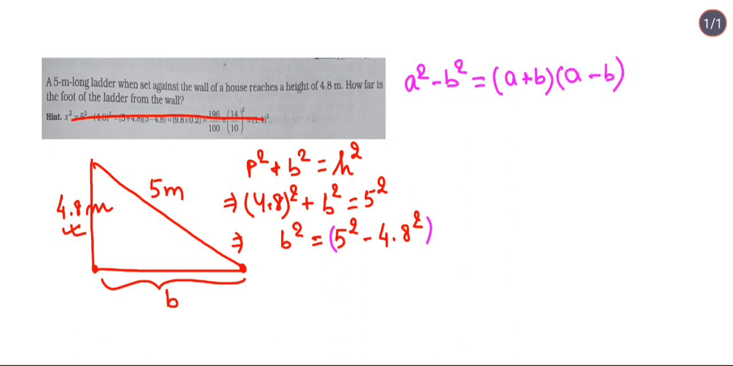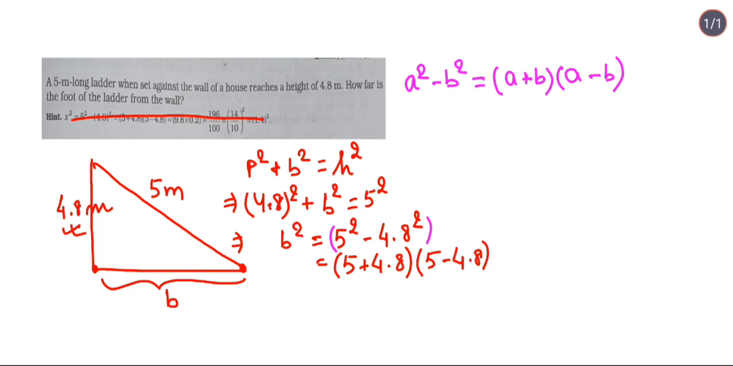So this is one of the easy formulas, so we can solve it in that way. So here it becomes (5 + 4.8) multiplied by (5 - 4.8). Clear? This is one of the easiest ways to solve these kind of questions.